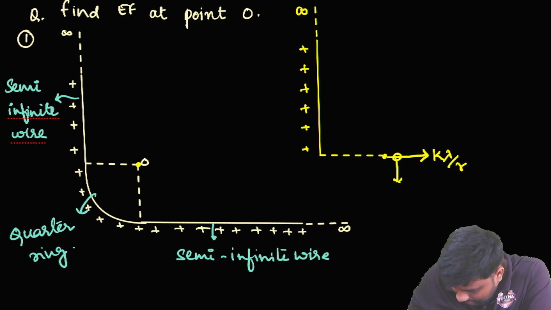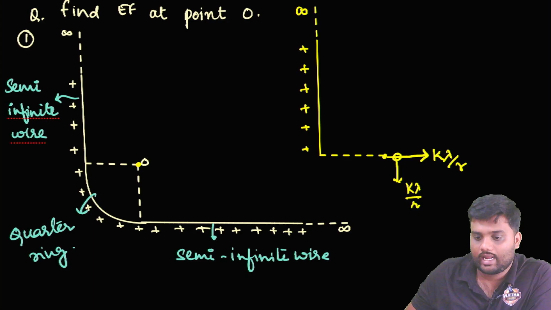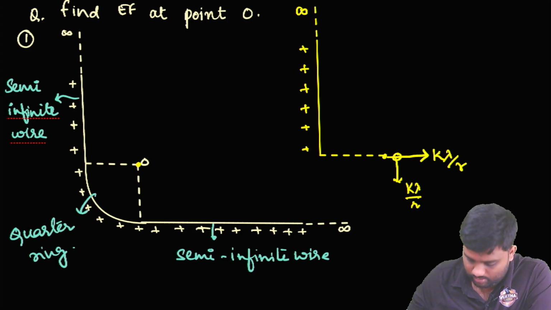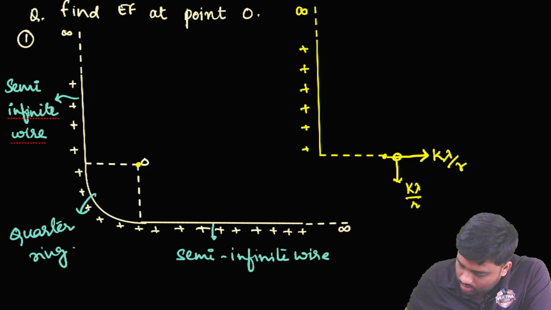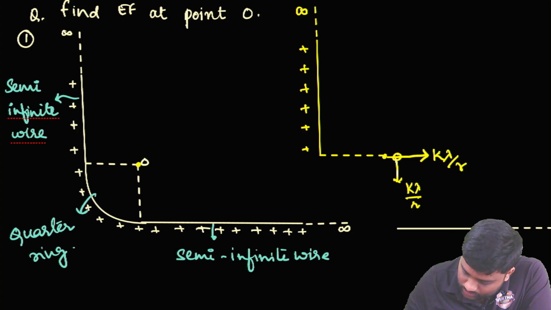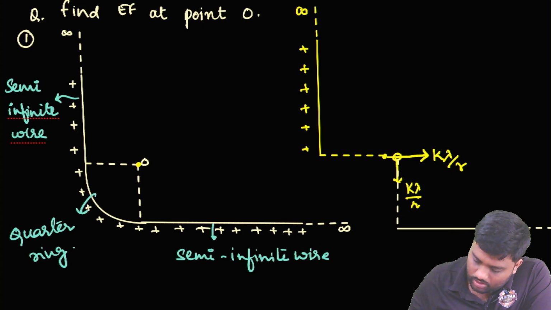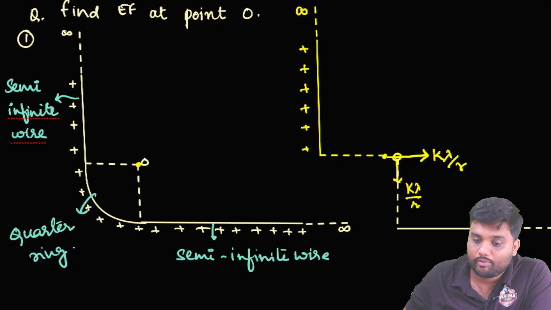Meanwhile another force parallel to that particular wire, this is your k lambda by r. Now, due to the next semi-infinite wire, the second one, due to this one, what is the electric field at point O?